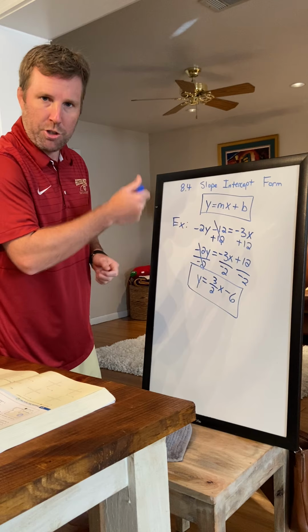Y equals 3x minus 5. I have it in that y equals mx plus b form. Y equals mx plus b. That's my slope-intercept form. And that's all we're doing tonight, guys, is trying to isolate the y and get the y by itself. Okay? We'll do one last one, and then we'll call it quits for the day.